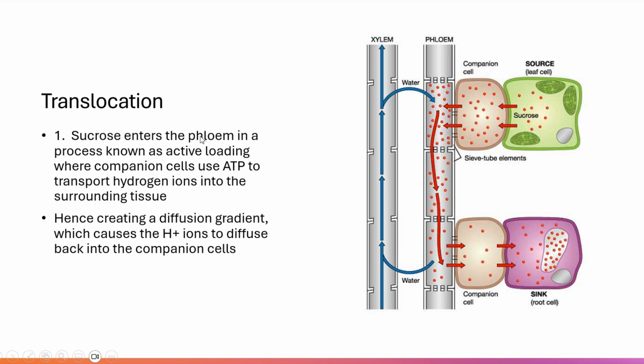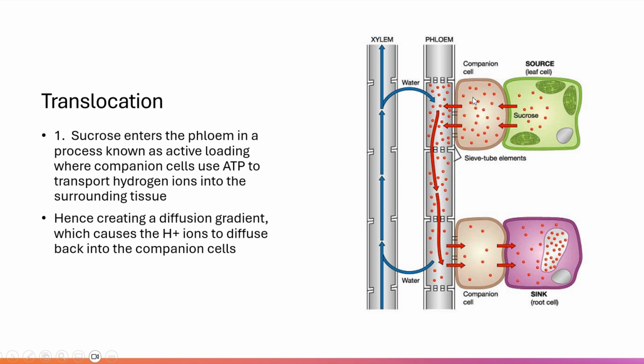So sucrose enters the phloem in a process known as active loading, where companion cells use ATP to transport hydrogen ions into the surrounding tissue. The companion cell uses ATP to transport hydrogen ions into the surrounding tissues around it, hence creating a diffusion gradient, which causes the H plus ions to diffuse back into the companion cells. So that maintains a diffusion gradient.